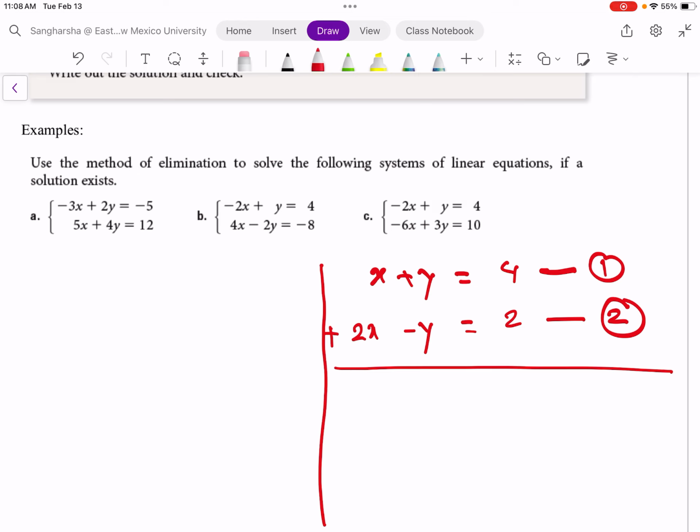Now let's add. x plus 2x, we have 3x, and y plus minus y is 0, right? It cancels, equals 4 plus 2, that is 6. Now we solve this equation by dividing both sides by 3. So we get x equals 2. So our x is equal to 2 here.